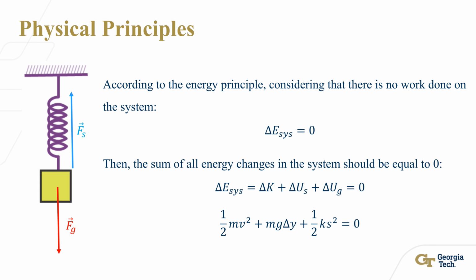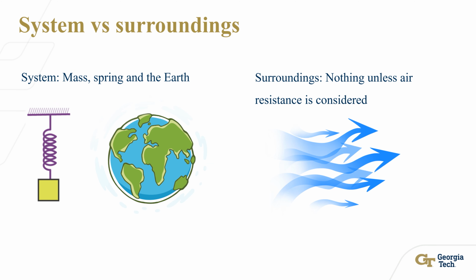According to the energy principle, considering that there is no work done on the system, the change of energy in the system is zero. Then the sum of all energy changes in the system should be equal to zero. For this experiment, we consider the system to be the mass, the spring, and the Earth, and there not to be anything in the surroundings.